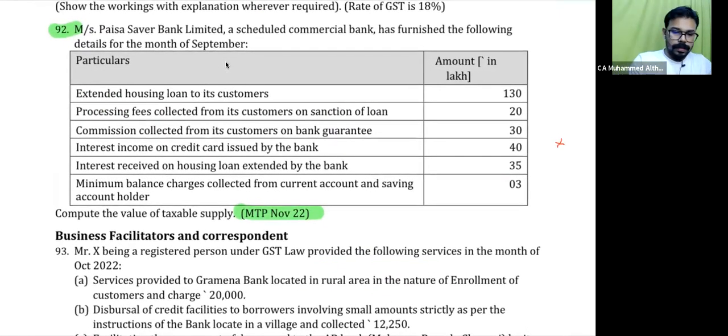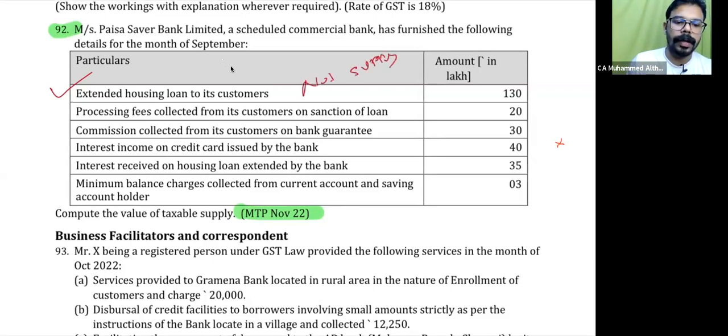Question number 92. First one. Tell me everyone, taxable or exempted. Extending housing loan to customer. Taxable or exempted? Everyone tell me. Are you sleeping? Taxable or exempted? Exempted. Exempted, the answer is absolutely wrong. Taxable, the answer is absolutely wrong. This is not taxable, this is not exempted, this is not supply.